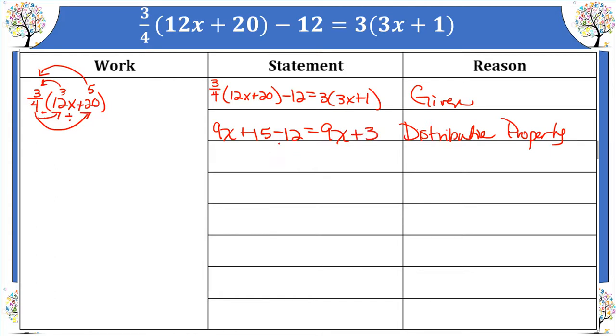Now we can see that we need to combine like terms here. So I got this statement because we applied the combining like terms property. So combine like terms.